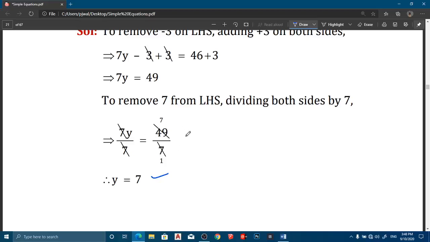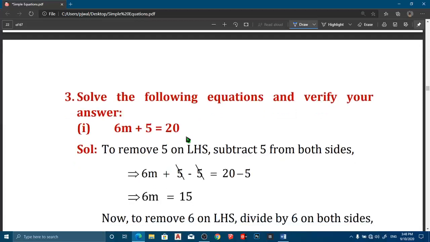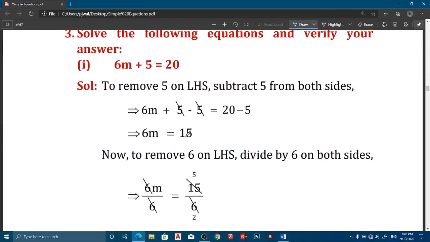So therefore y is equal to 7 is the answer. Okay. Next, solve the following equations and verify your answer. He is asking for verification of the answer. So using the balancing method, to remove this plus 5, I am adding minus 5, or subtracting 5; both are the same. So minus 5 here, also minus 5. Now plus 5 and minus 5 get cancelled. Here 6m is equal to 20 minus 5, which is 15.